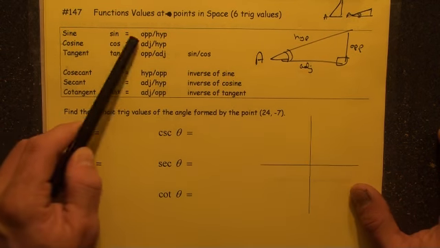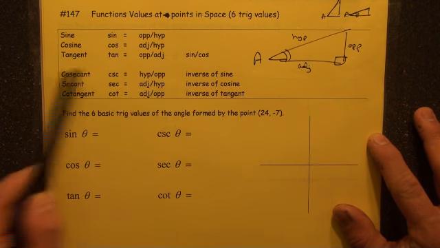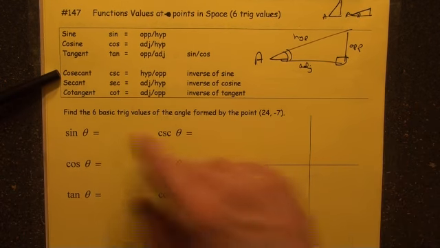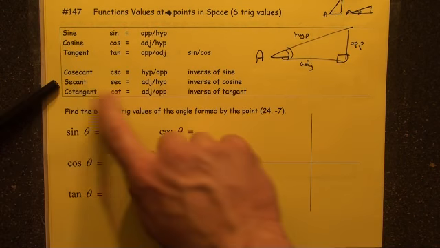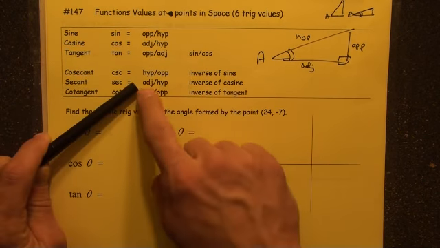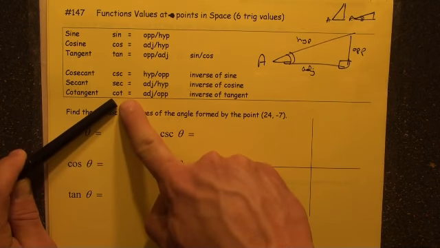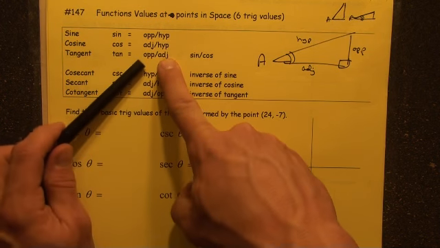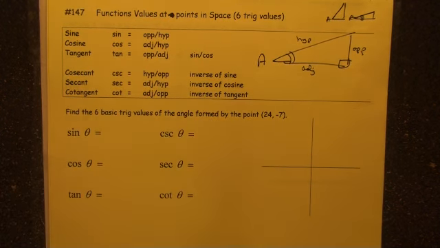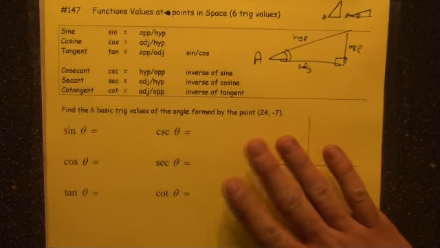Now, sine is opposite over hypotenuse, cosine is adjacent over hypotenuse, tangent is opposite over adjacent. Now, cosecant's the inverse of sine, so therefore it's going to be hypotenuse over opposite. Secant is going to be the inverse of cosine, so it's hypotenuse over adjacent. And cotangent's obviously the inverse of tangent, so therefore it's going to be adjacent over opposite rather than opposite over adjacent.